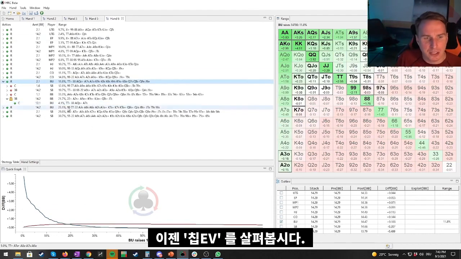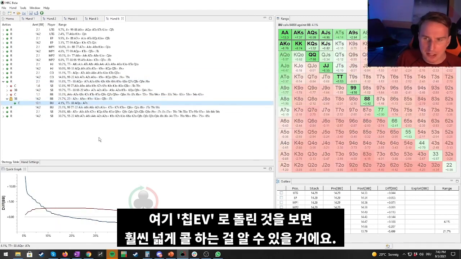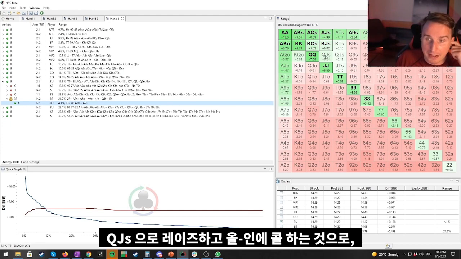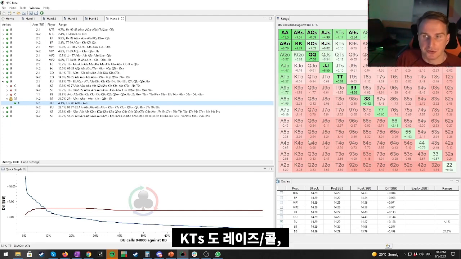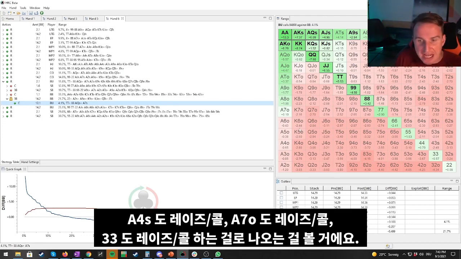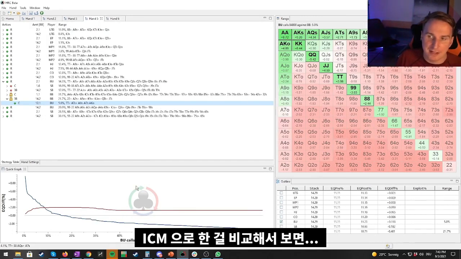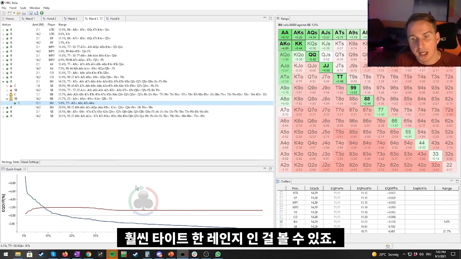So let's look into Chip EV. And you will see that here in Chip EV, we're calling off much wider, right? Then you will find that Queen Jack suited is a raise call, King 10 suited is a raise call, Ace 4 suited is a raise call, Ace 7 off is a raise call, Pocket 3s is a raise call. And again, we compare that with ICM, boom, we see actually a much tighter range.